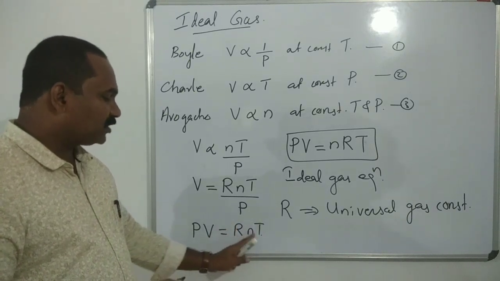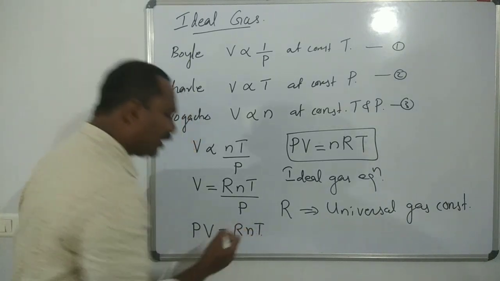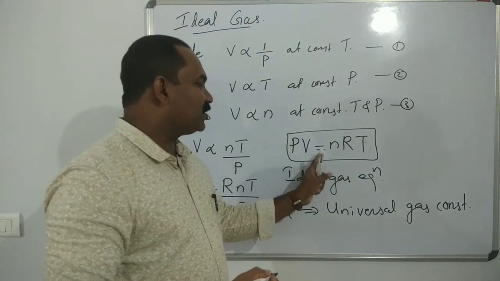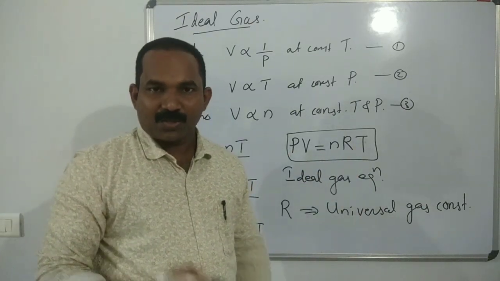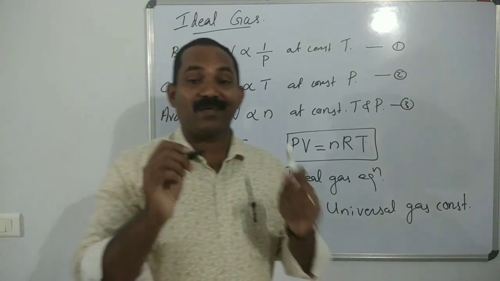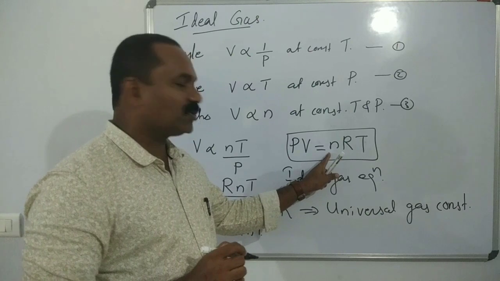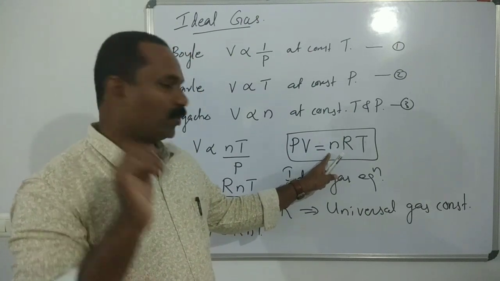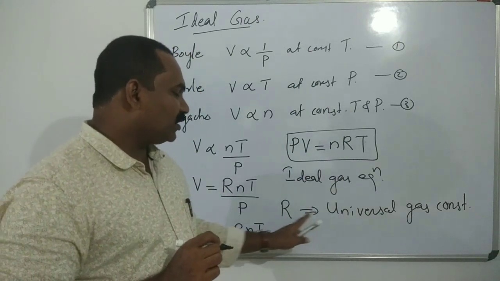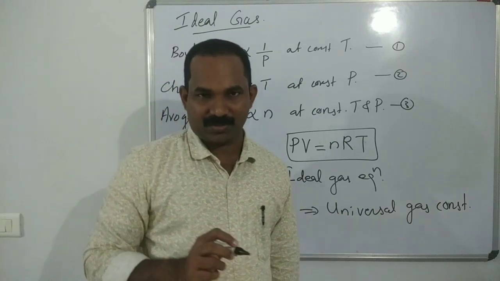Then PV is equal to nRT. PV is equal to nRT is the ideal gas equation. This equation is known as the ideal gas equation. Then R is the universal gas constant.